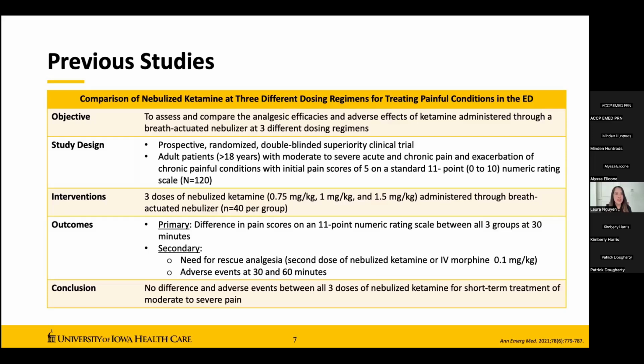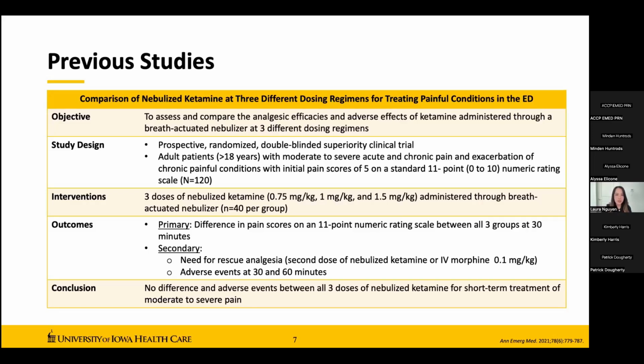So this was a single-center, prospective, randomized, double-blinded superiority clinical trial that included adult patients with moderate to severe acute and chronic pain and an exacerbation of chronic painful conditions with an initial pain score of 5. And they enrolled about 120 patients, so 40 patients per group, and each patient in each group either received 0.75, 1, or 1.5 mg per kg of nebulized ketamine.